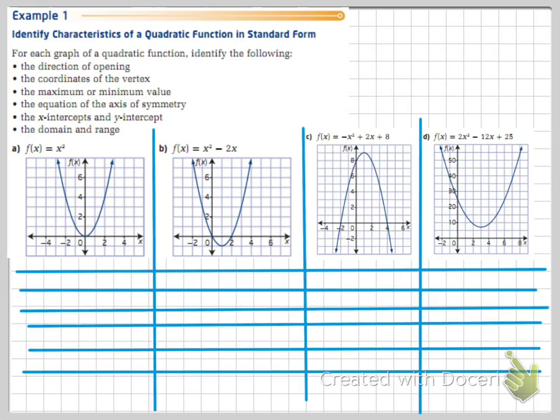In example 1, we're going to look at the different characteristics of quadratic functions in standard form. For each of the following functions, identify the following. The direction of the opening. Well, this opens upwards. The second one opens upwards. The third graph opens downwards. And our last graph, again, opens upwards.